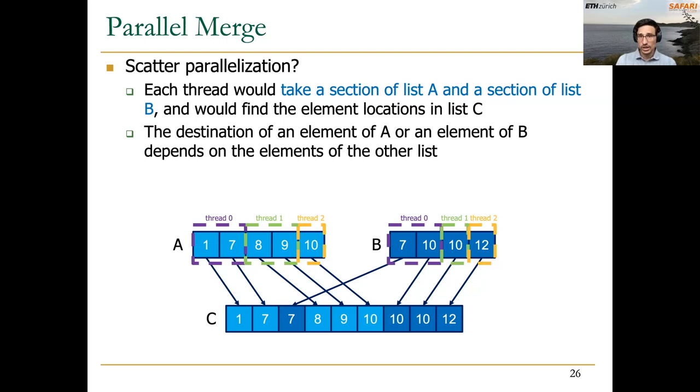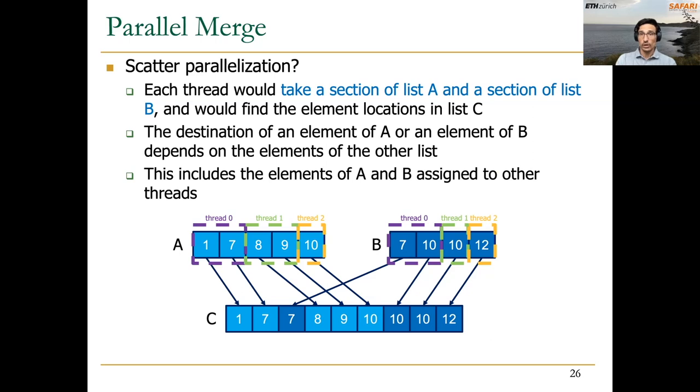However, the problem here is that the destination of an element of A or an element of B depends on the elements of the other list. And also depends on the elements of both lists that have been assigned to other threads. So for example, the relative order of these two elements, seven and eight here, is going to be quite difficult to find because eight has been assigned to one thread, thread one, while this seven has been assigned to a different thread, thread zero. So in order to do the right operation and to write the elements at the corresponding place of the output array, we will need to communicate across threads in some way. And that's probably pretty challenging, and we don't have a systematic way of doing this communication and the parallelization.